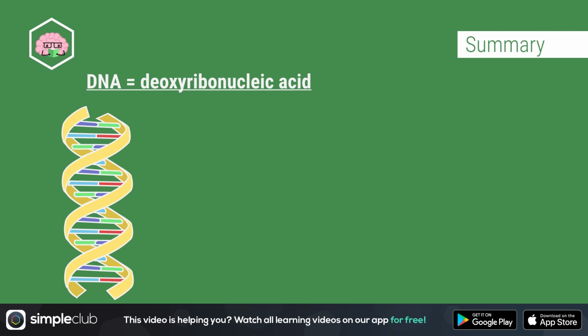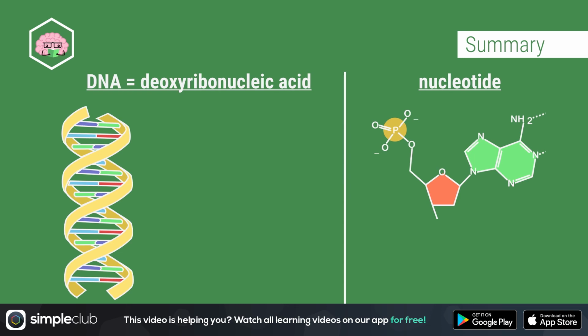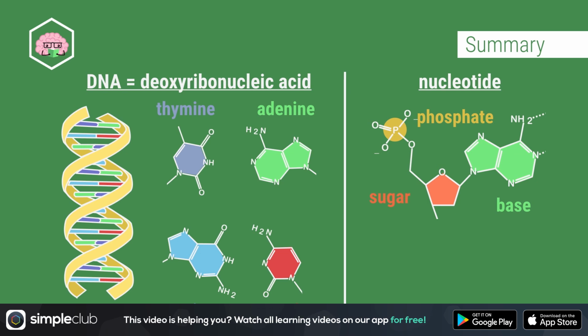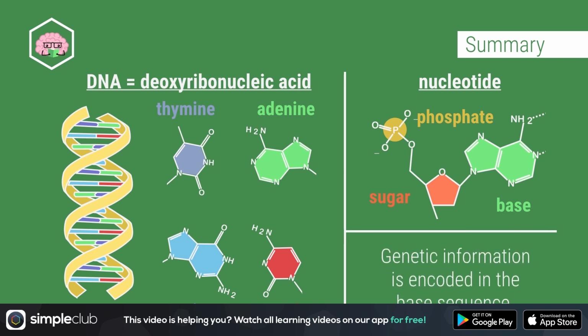Deoxyribonucleic acid is a nucleic acid. It consists of nucleotides, which in turn consist of a phosphate, sugar, and base. Deoxyribose is the sugar. The bases in DNA are adenine, guanine, cytosine, and thymine. The genetic information is encoded in their sequence. Thymine and cytosine are pyrimidines, and guanine and adenine are purines. Guanine and cytosine are connected by 3 hydrogen bonds, and adenine and thymine by 2 hydrogen bonds.